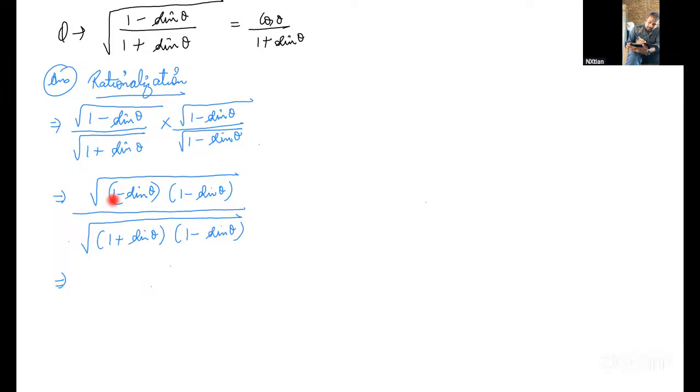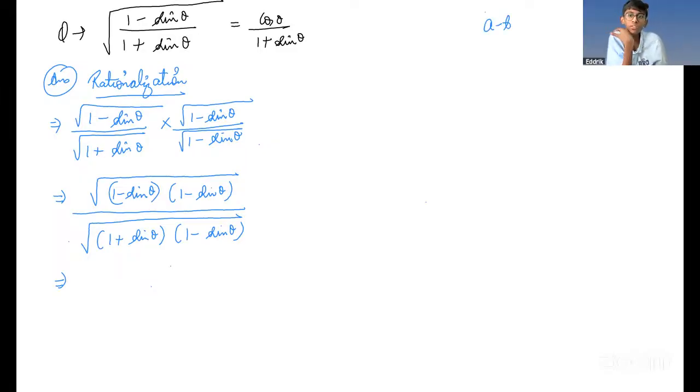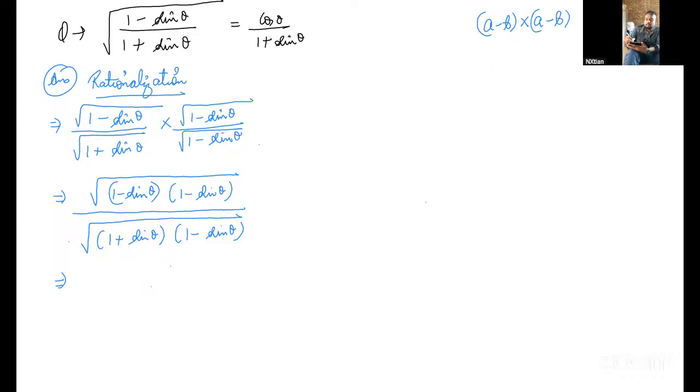Okay. So now, can I write it like a minus b, a minus b? So what is a minus b multiplied by a minus b? Yes, a minus b multiplied by a minus b will become a minus b whole square. Did you understand? Yes or no? And in the denominator it's a plus b, a minus b. What is the answer of that?